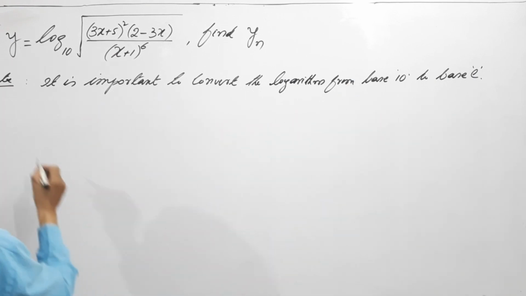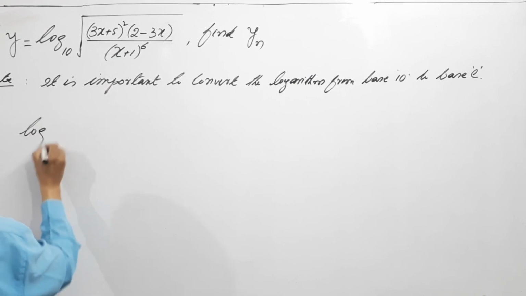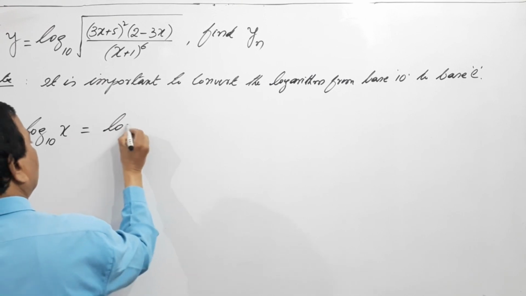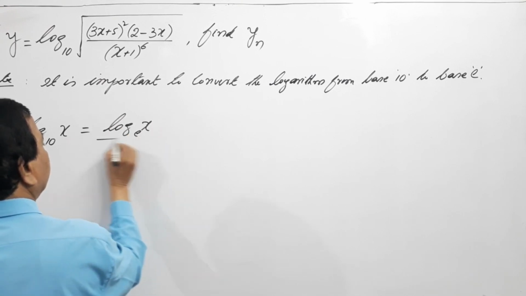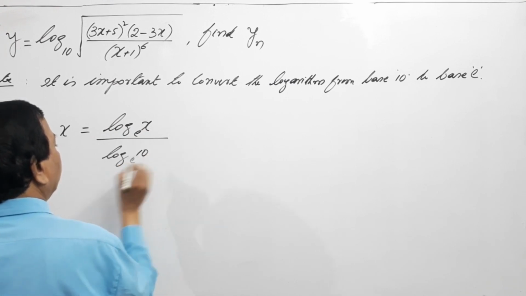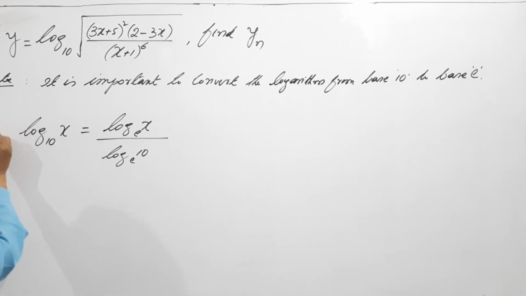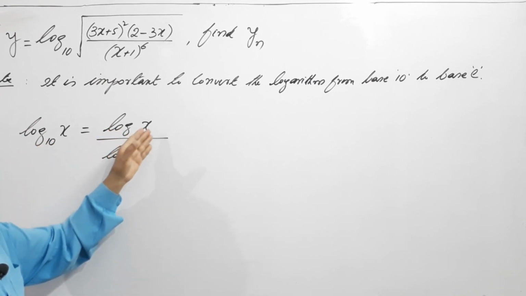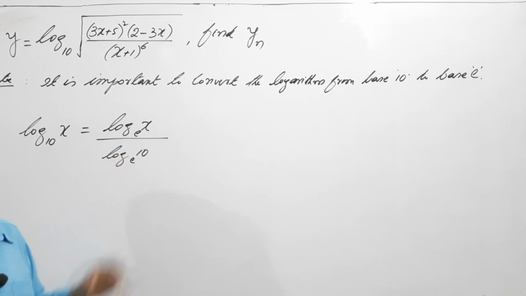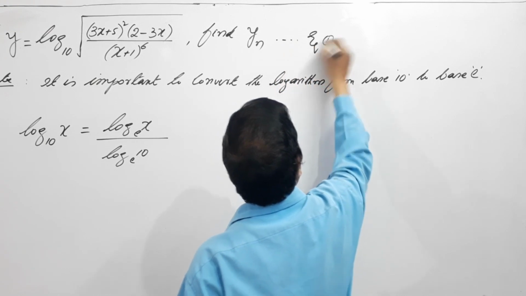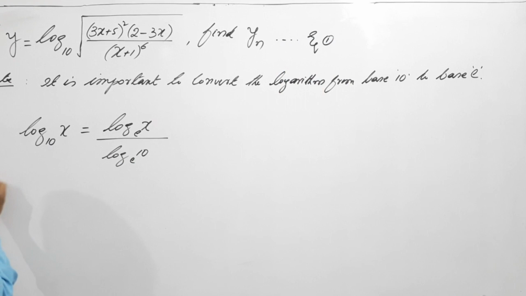So look at this. log x to base 10 equals log x to base e divided by log 10 to base e. You have to use this concept to convert any given function, that is log x to base 10, into log e. We use log x to base e divided by log 10 to base e. I call this equation 1.